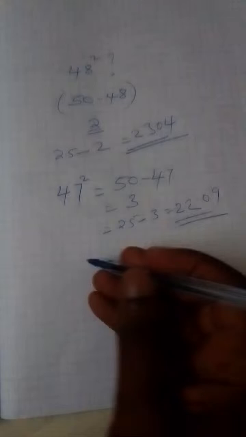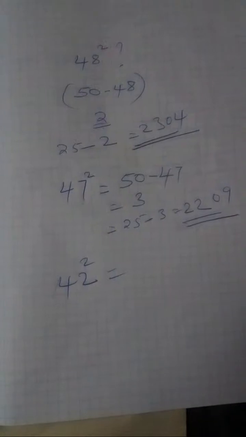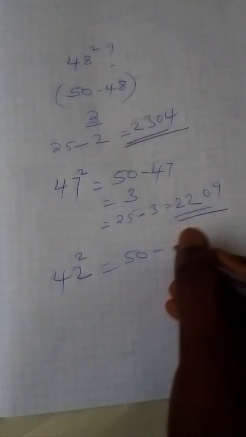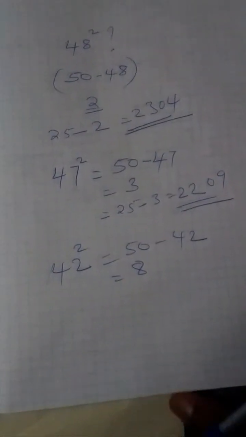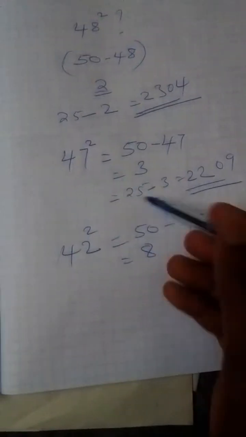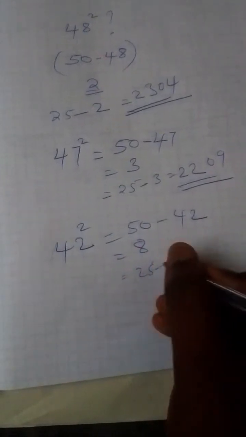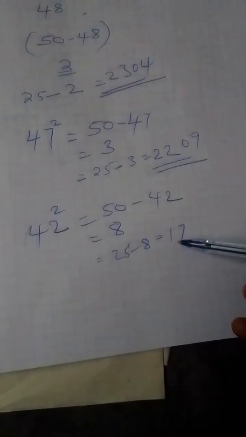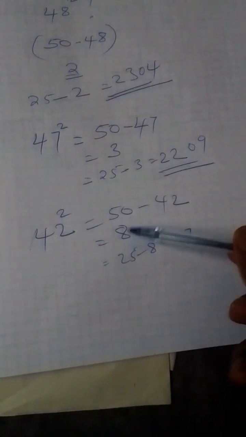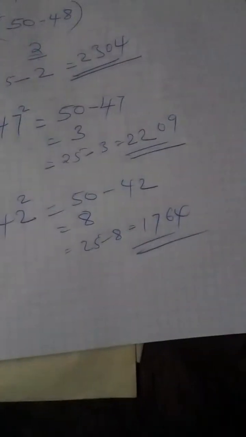You can also try this with 42. This method works with any number, like 42 squared. You just take 50, subtract 42, and the answer that you shall get is 8. So once you get 8 as the answer, we do the same as we did with 25. Take 25, subtract 8, and from there we shall get 17. Then we only square this 8, and 8 squared is 64. Then we write the correct answer as 1764.